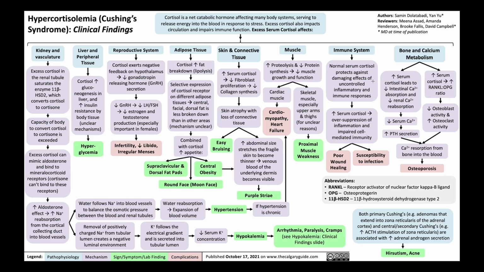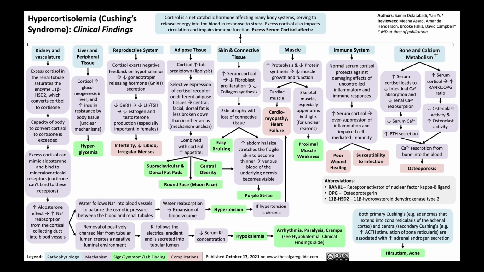Normally, serum cortisol protects against the damaging effects of uncontrolled inflammatory and immune responses. Increased serum cortisol would lead to an oversuppression of inflammation and impaired cell-mediated immunity. This leads to poor wound healing and increased susceptibility to infection.